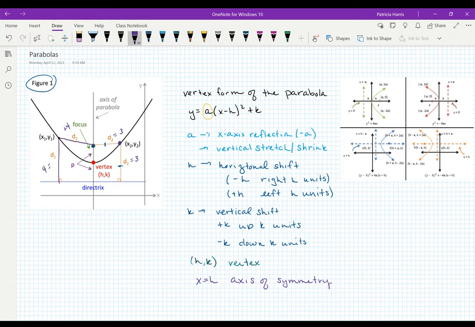Now, the most important point we have here is called p. p is very special. p is the distance from the vertex to the focus point, and it is also the distance from the vertex to the directrix line.